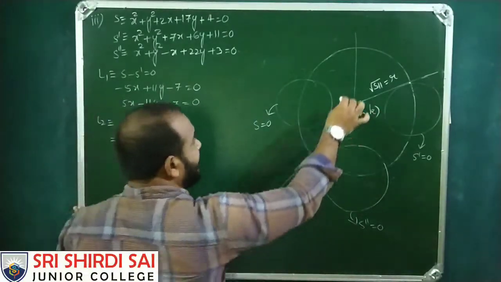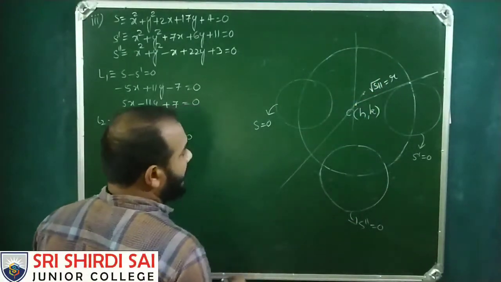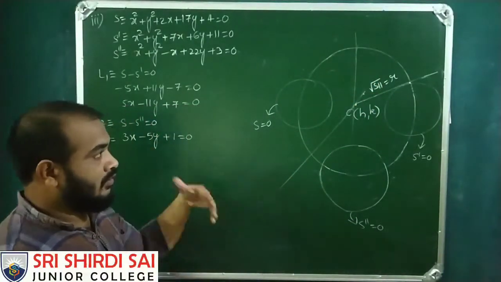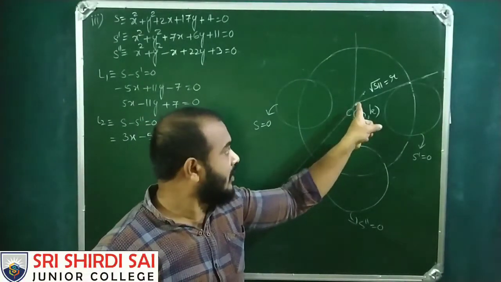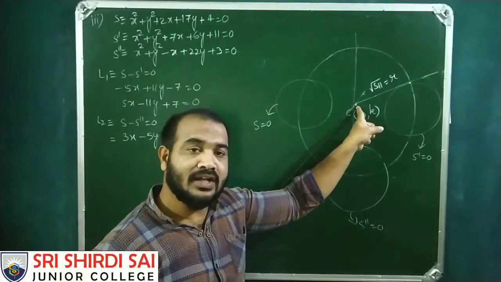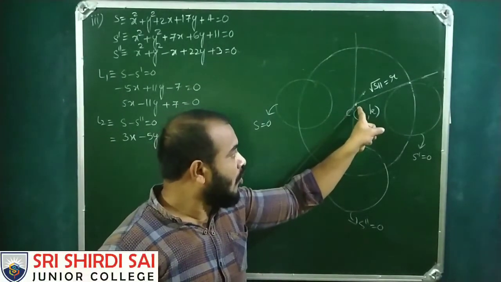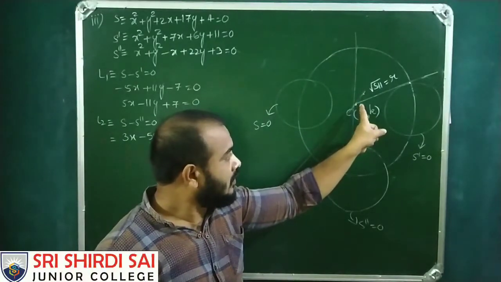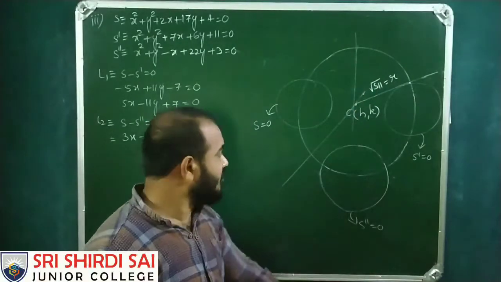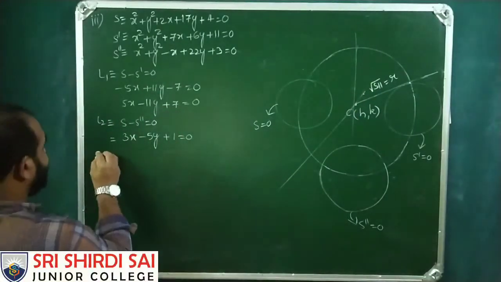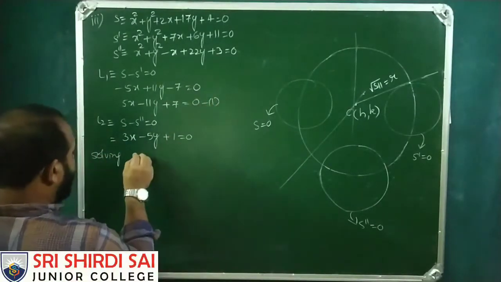So actually these two lines, if I solve, then we are going to get the point of intersection, and this point of intersection is said to be the radical center, which we got through solving the radical axis of any two circles. So now solving 1 and 2.